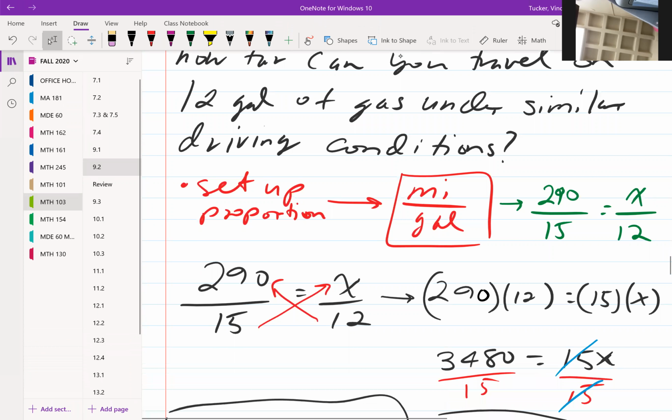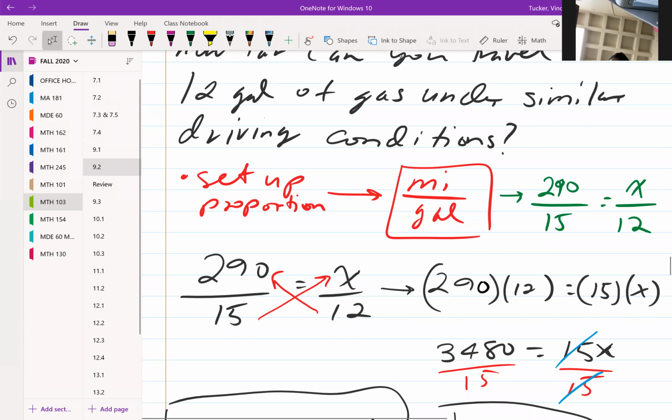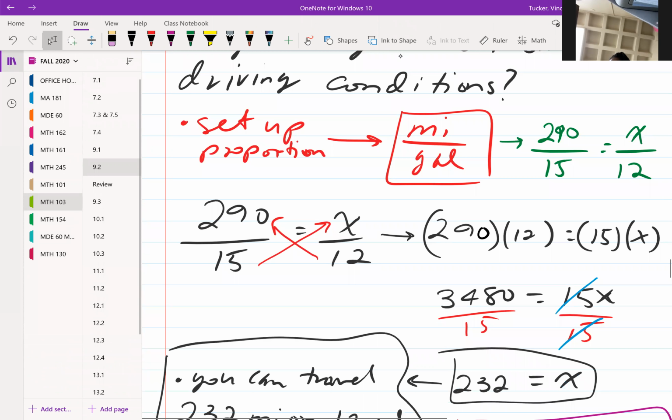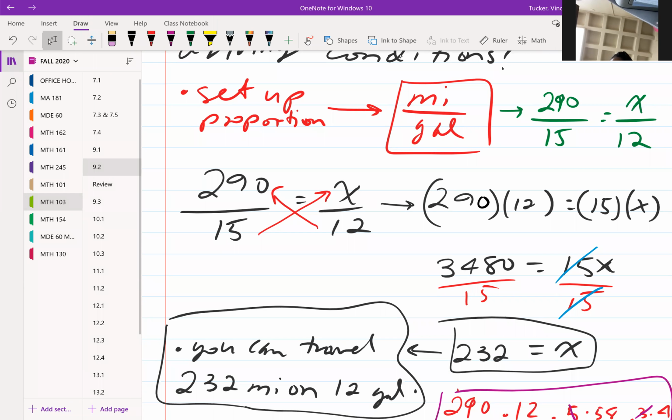All right, are we good? All right, so 290 times 12 is 3480. 15x is on the right, so you divide both sides by 15, and we get 232. And you can drive or travel 232 miles on 12 gallons of gas.